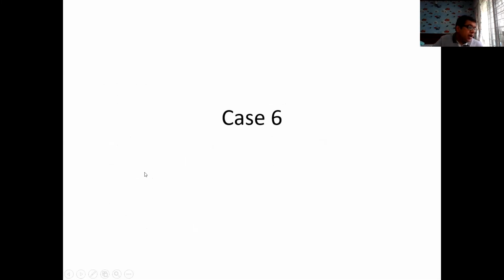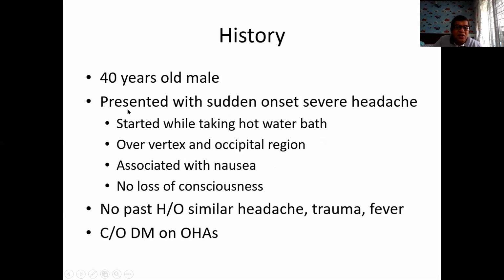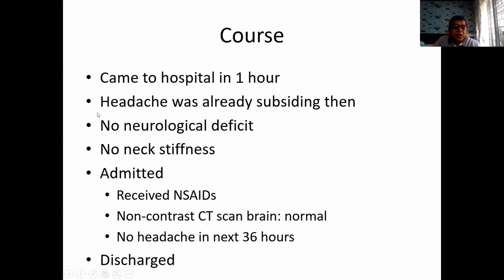Going to one more case. I will just go quickly in this patient. This was a 40-year-old man who presented with sudden onset of headache while taking a hot water bath. He had a severe pain in the vertex and the occipital region associated with nausea, which lasted for 1 hour, and then it improved. He came to the hospital.